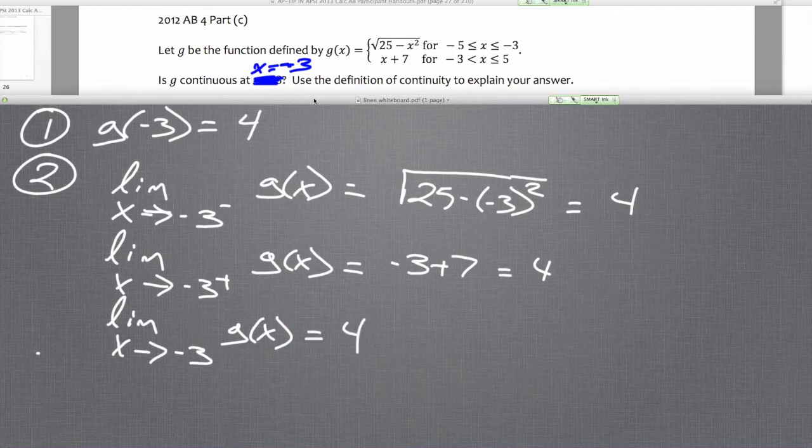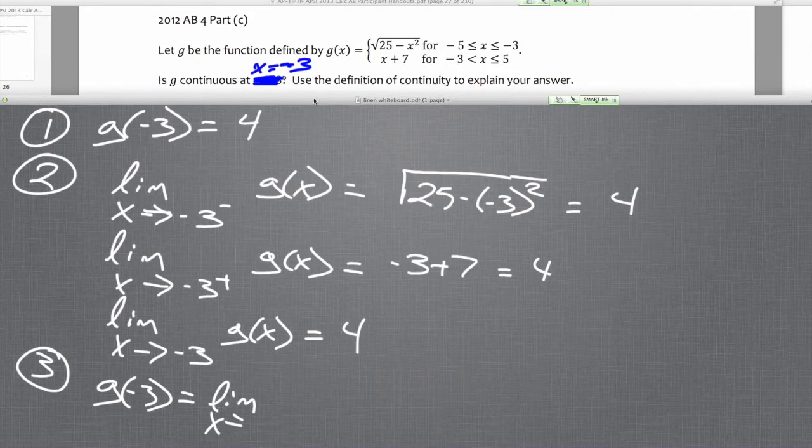All right, so there are 2 parts of the 3-part process. What does the third part need to be? I have to show that they're the same. So I want to show g of -3 equals the limit as x approaches -3 of g of x.